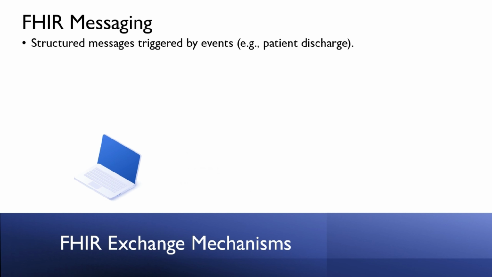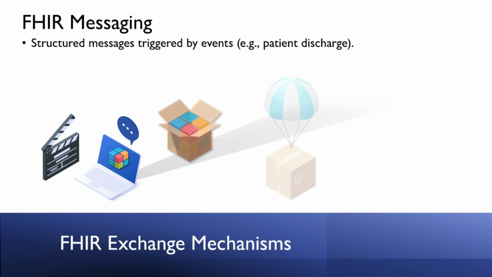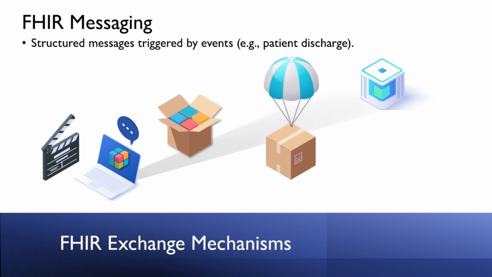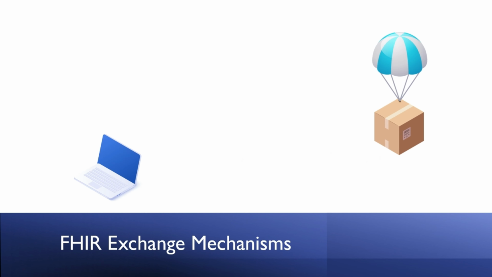Another mechanism is FHIR messaging, which resembles traditional HL7v2 message exchange. It is event-driven, meaning messages are sent in response to specific triggers, such as a patient discharge or a new case diagnosis. This model is useful when systems must automatically notify another party when an event occurs. In public health, FHIR messaging might be used to transmit death reporting data from hospitals to vital records offices, ensuring timely updates to mortality registries.